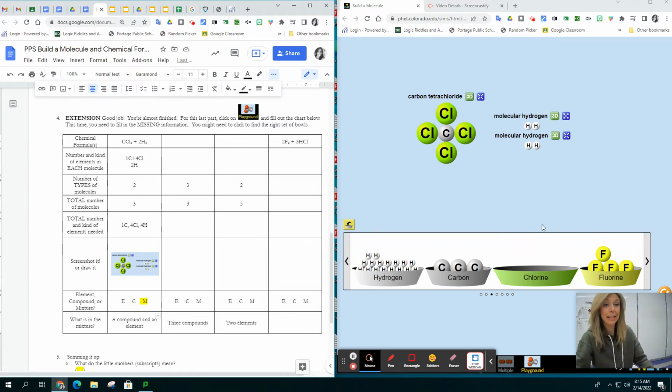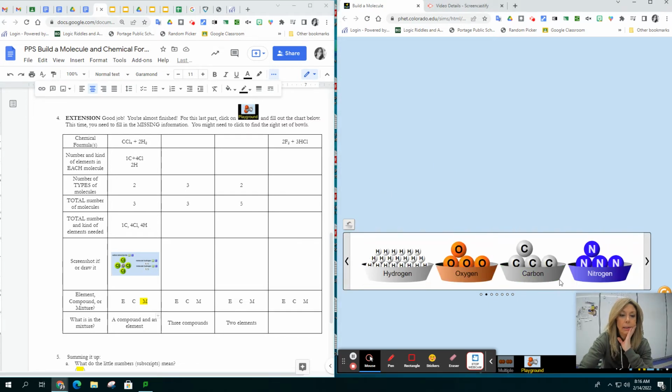All right, so for the next one, I don't have a chemical formula to follow. So I've got to look at what I can make that has 3 types of molecules, and the total number of molecules is 3 as well. Okay, so let's see. I'm going to go back. I think I'm going to use this one right here. So I need 3 types of molecules, and it needs to be 3 compounds when I look down here.